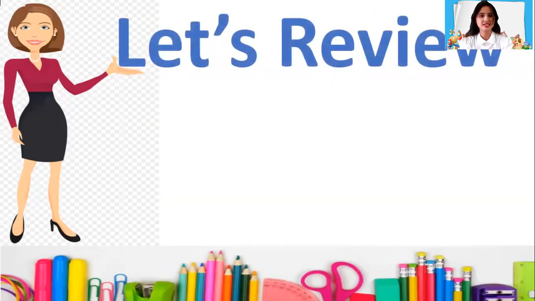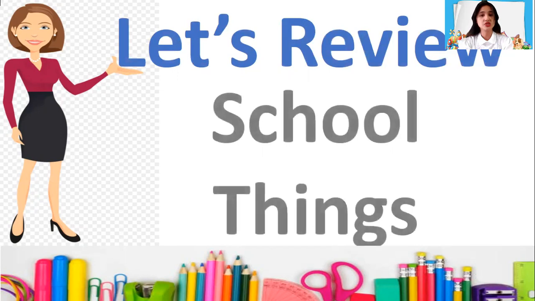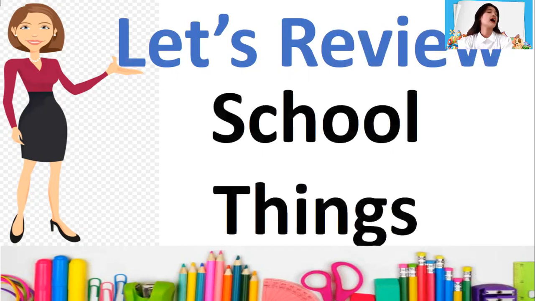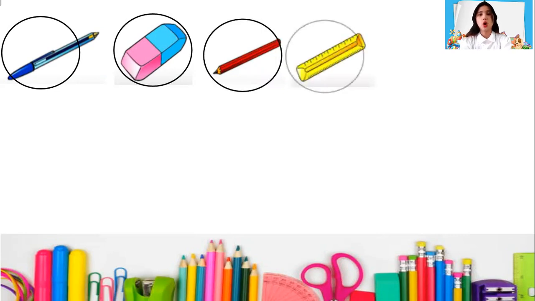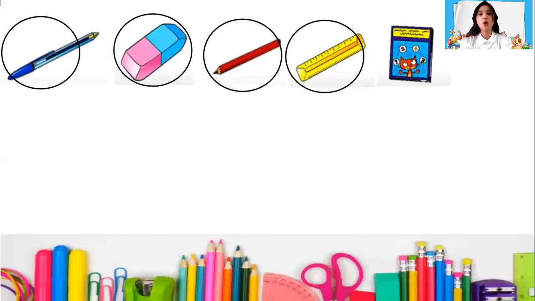Let's review our past lesson about school things. Tell me, what are the different school things? Please say pen. One more time, pen. Next, rubber. Next, pencil. Next, ruler. Next, book.